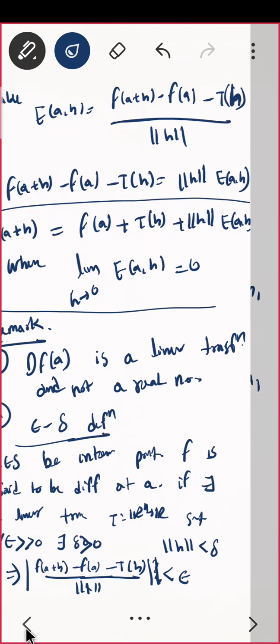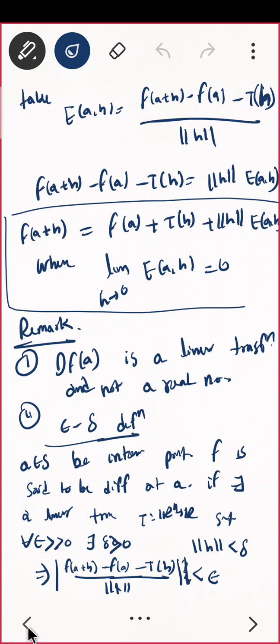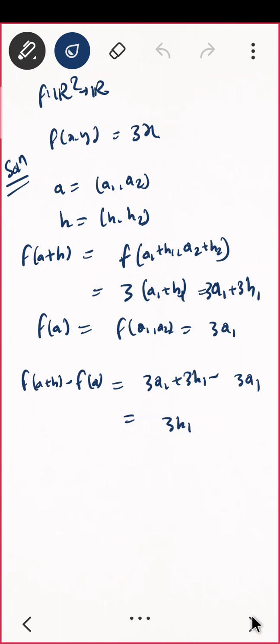So do you see a linear transformation in terms of h? अपने को यही चाहिए ना, f of a plus h minus f of a should be equal to something in terms of h. Or look at here, what I want: f of a plus h minus f of a, I want something in terms of h plus something times norm h. Norm h तो इधर है ही नहीं, I don't have norm h, so I can choose this guy. So that is the main step. Define T of h, that is T of h1 h2, equal to 3h1.